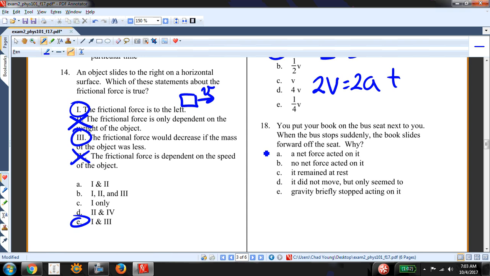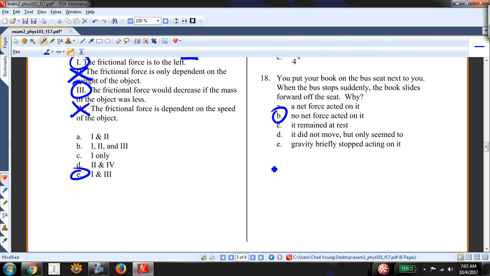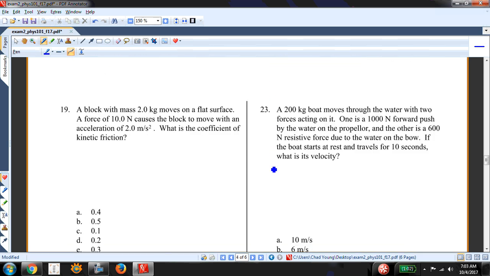Put your book on the bus seat next to you. When the bus stops suddenly, the book slides forward off the seat. Why? It's because no net force acted on it. It continued on in its state of motion as set forth by Newton's first law.